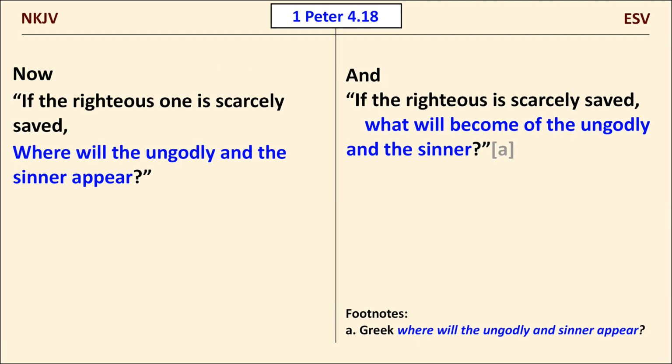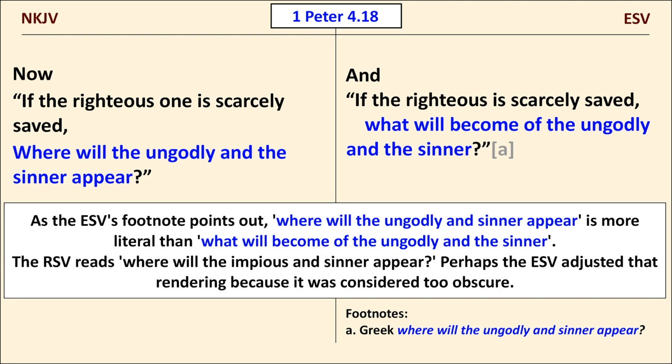1 Peter 4:18 provides another example of the ESV replacing an unclear literal expression with an explanation. As the ESV's footnote points out, the NKJV's "where will the ungodly and sinner appear" is more literal than "what will become of the ungodly and the sinner" presented in the ESV. Incidentally, the RSV is also more literal than the ESV here. The RSV reads, "Where will the impious and sinner appear?" Perhaps the ESV adjusted that rendering because translators considered it too obscure.